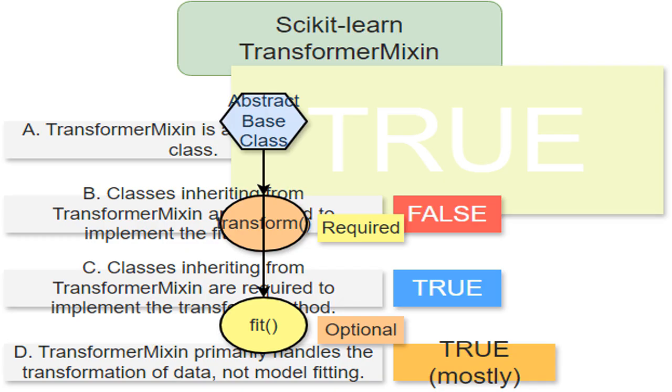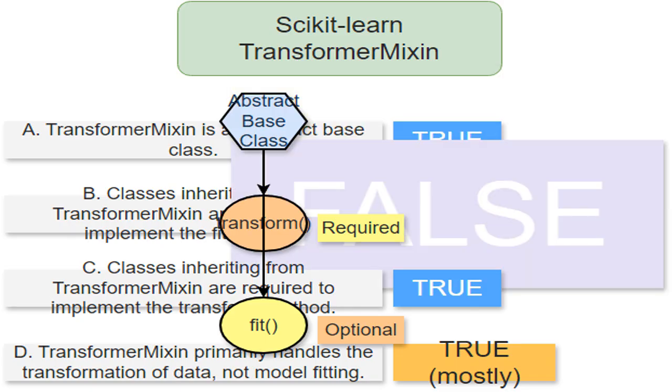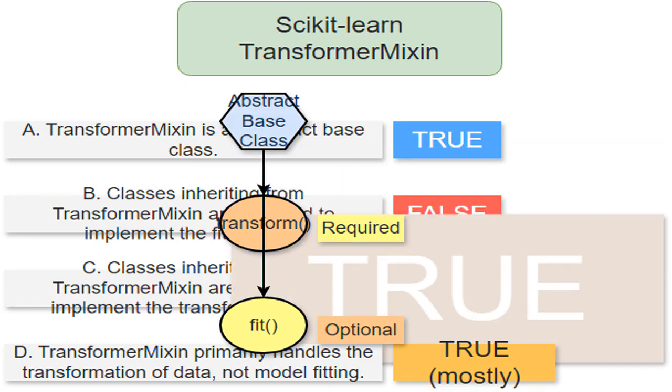TransformerMixin only mandates that the inheriting class must implement the transform method. Correct. To be a valid transformer, a class must provide the transform method to actually carry out the data transformation. It's the essential operation that defines it as a transformer. Mostly true, TransformerMixin primarily defines the interface for transformation, focusing on the required transform method. The actual implementation of model fitting, if any, is left to the subclasses.